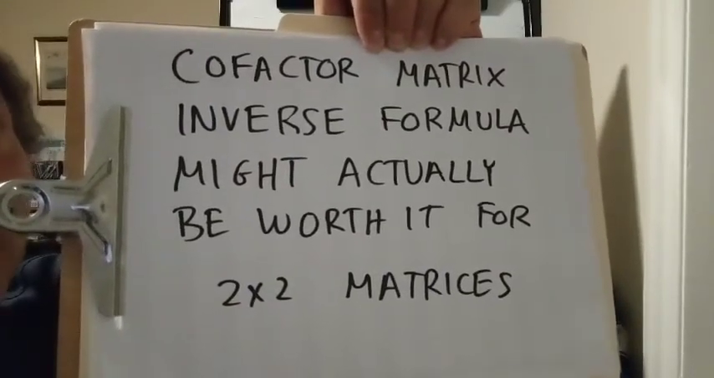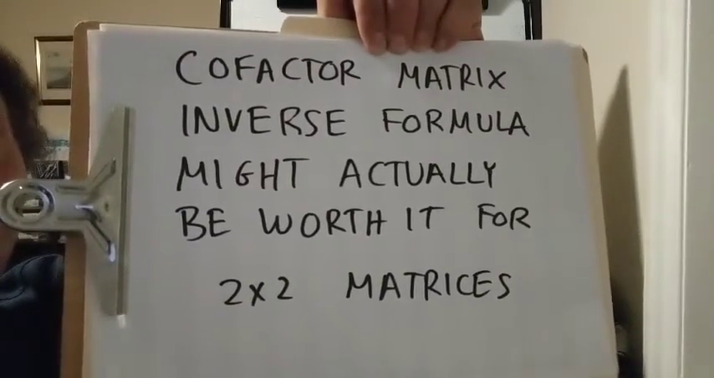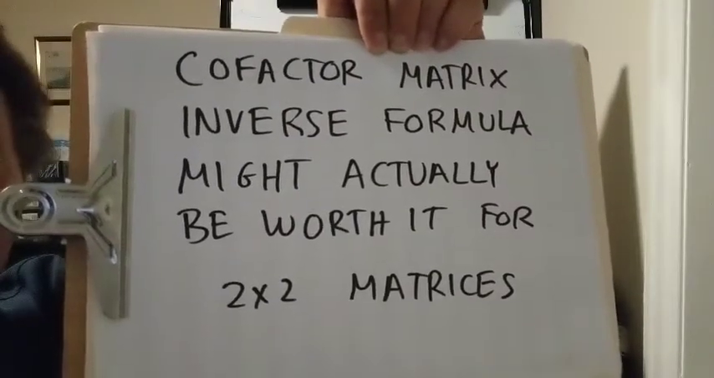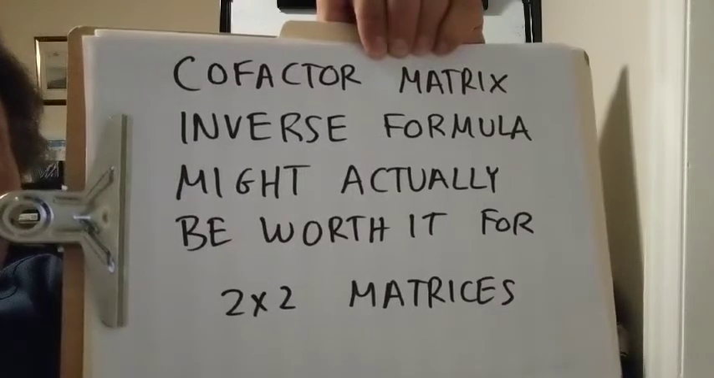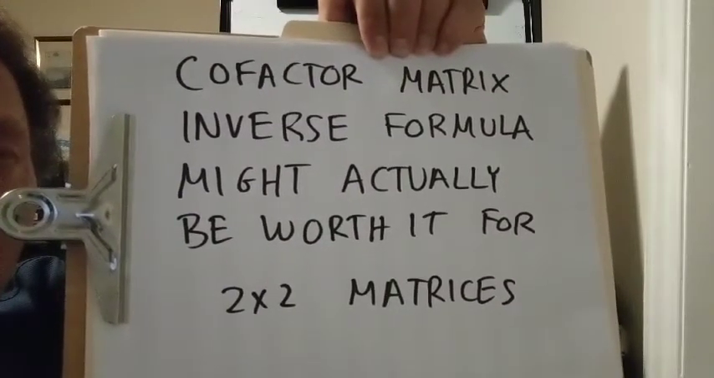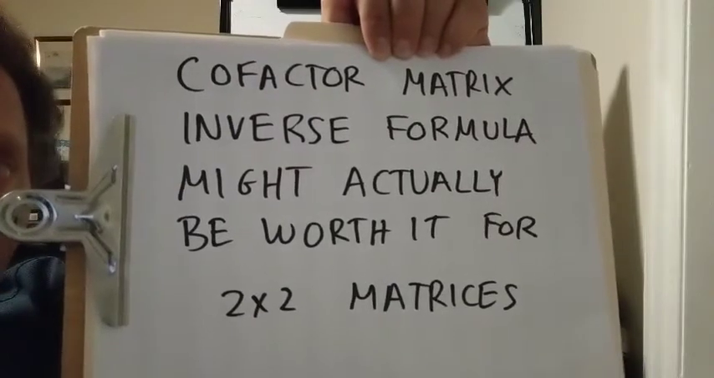I said in the last video that I don't like the cofactor matrix inverse formula so much, that I'd rather use row reduction. But then I thought to myself, for a 2 by 2 matrix, it's not that bad, and maybe it's even better than row reduction. So let's try it and see.